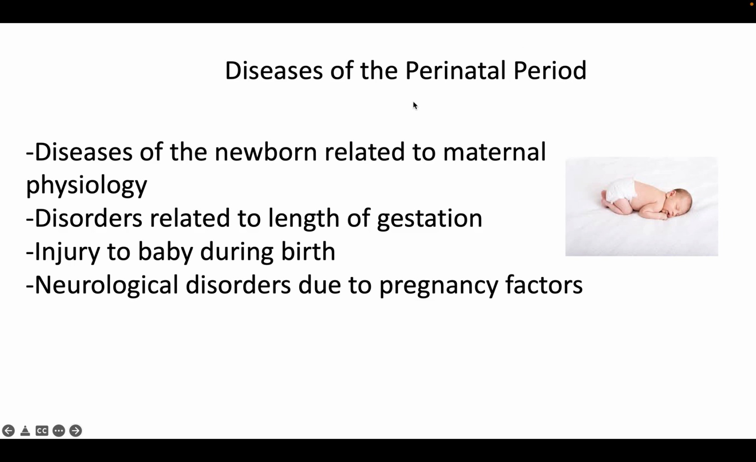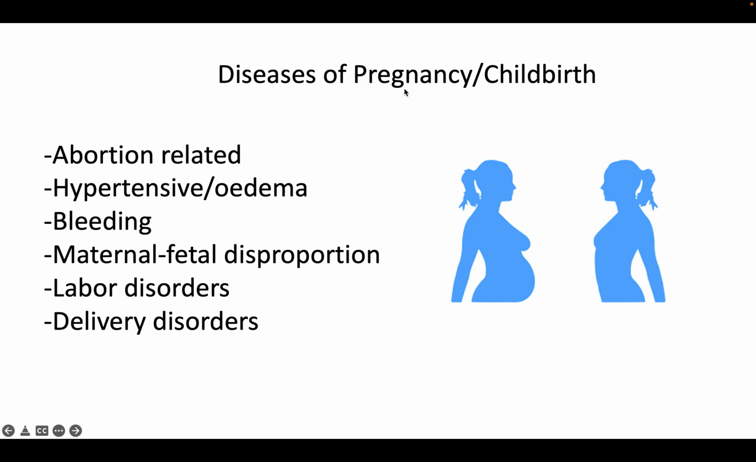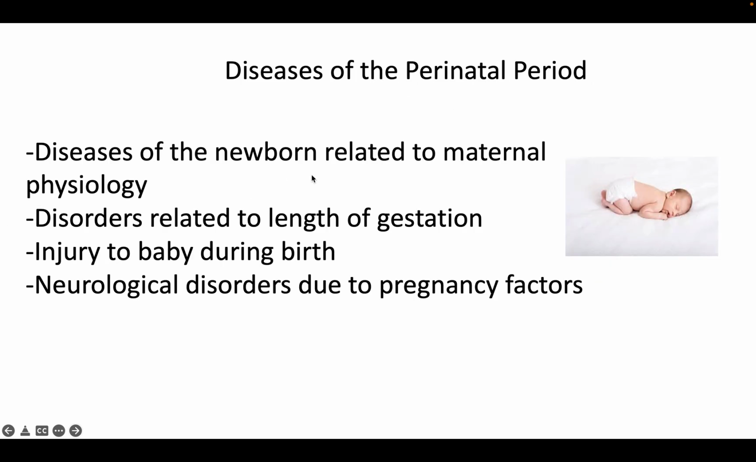Diseases of the perinatal period, it's a little more baby centric here, as opposed to diseases of pregnancy and childbirth. And they're categorized into things basically affecting the newborn baby due to the mother's physiology. That's things like, I guess, the mother's immune system attacking the baby. Disorders related to length of gestation, I guess that's too early or too late giving birth. Injury to the baby during birth, and also neurological disorders that are a result of pregnancy exposures and stuff.